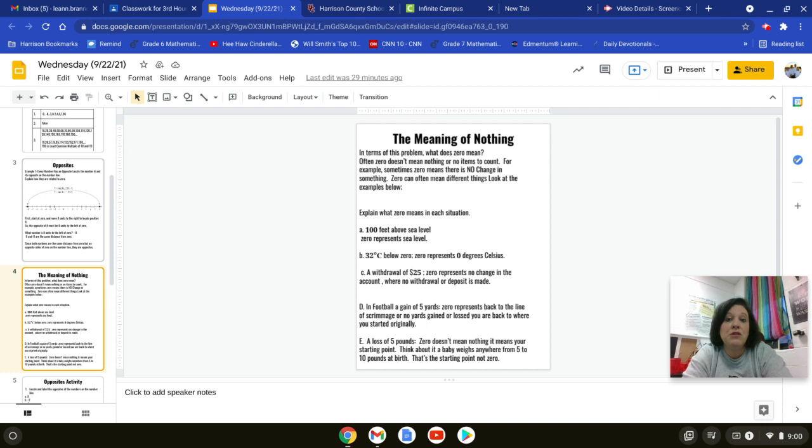For example, the temperature today, it's cold and rainy out. Not cold, but it's raining outside. Maybe the temperature will stay the same all day. And so zero can mean different things. So we have some examples.